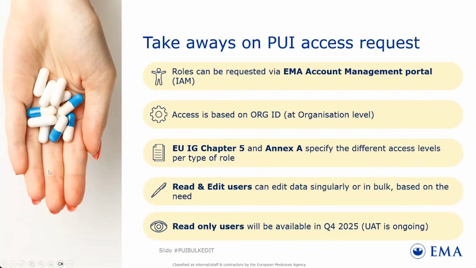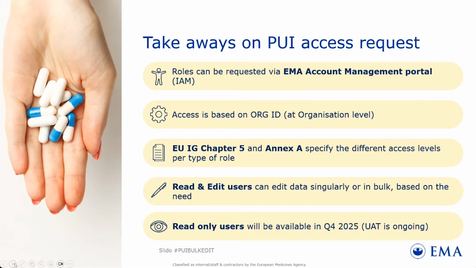Takeaways. It's very important that you have an account set up in your EMA IAM portal, EMA account management portal. Then you request the access based on the org ID, therefore at the organization level. You also read Chapter 5 and Annex A, which report basic principles for the level of accessibility of information, even at data element level. So every role has its own rules.